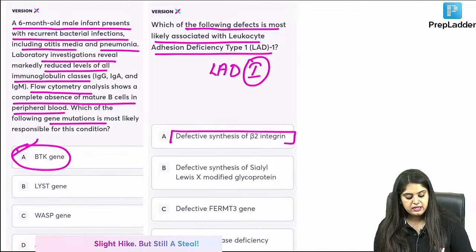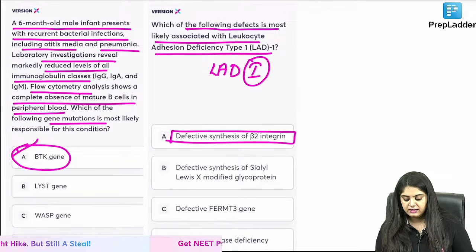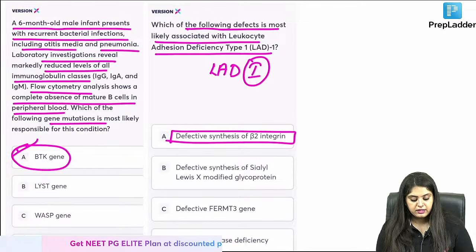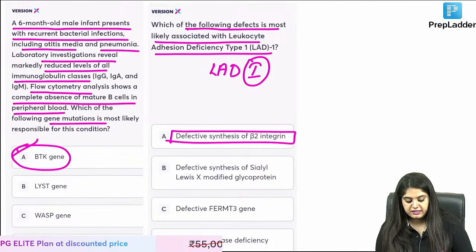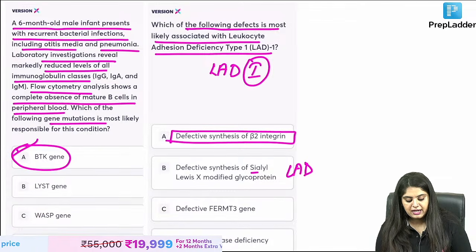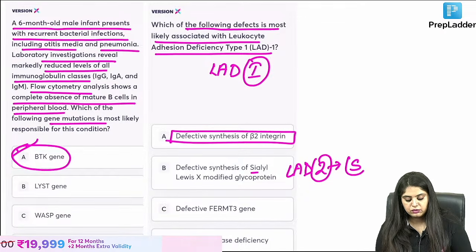कौन सा integrin? It is beta 2 integrin that you are going to think of. Okay, nobody marked, someone marked CLL LUEX, that is going to be for LAD2. 2 का S बनाते हो तो CLL LUEX.